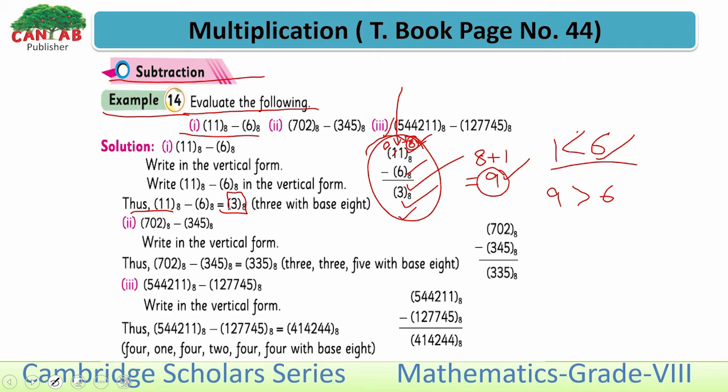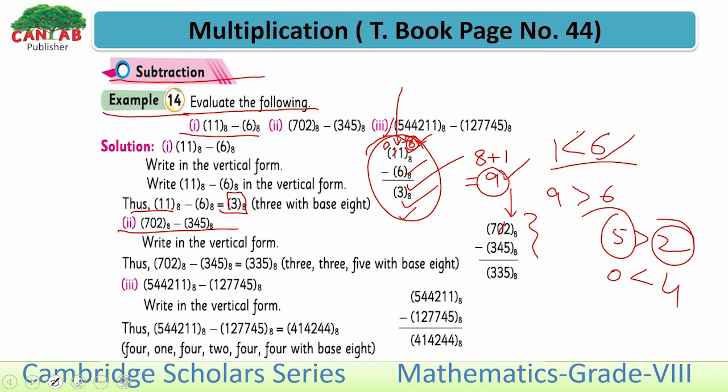Students, now look at the part 2. 702 minus 345 with base 8. Write these numbers in vertical form. Now look at the first column. In the first column, the number 5 is greater than the number 2. So we cannot subtract 5 from 2. What we have to do? Now again we will borrow from the second column. But look at second column. In the second column there is 0, that is also less than 4. So we cannot borrow from here.